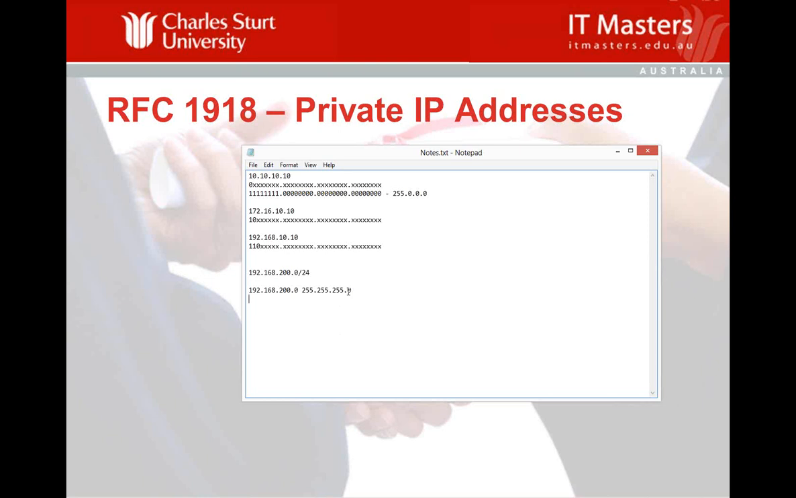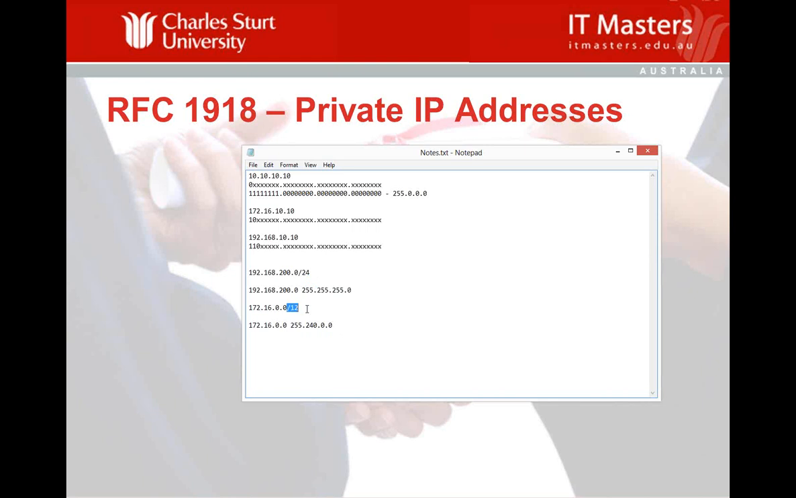So the slash notation indicates the number of bits that you are using in the subnet mask. So for instance, you could easily say 172.16.0.0/12, and that would equate to 172.16.0.0 with subnet mask 255.240.0.0. Okay, so that's all it is. It's just taking the number of bits that you use for the subnet mask and applying that to the IP address because it's quicker and easier to write. So it's just called slash notation.